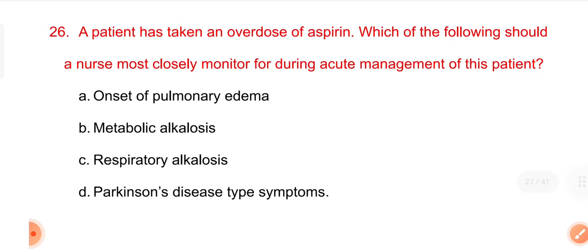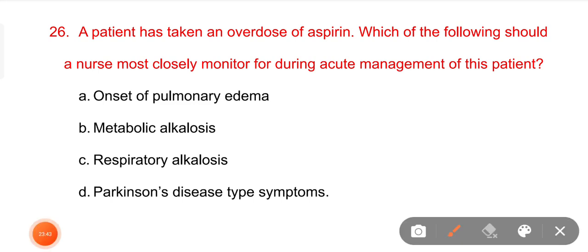The next question is, a patient has taken an overdose of aspirin. Which of the following should a nurse most closely monitor for during acute management of this patient? So, overdose of aspirin medications. So, what is the primary care for the patient by the nurse? The options are onset of pulmonary edema, option B, metabolic alkalosis, option C, respiratory alkalosis, option D, Parkinson disease type symptoms.